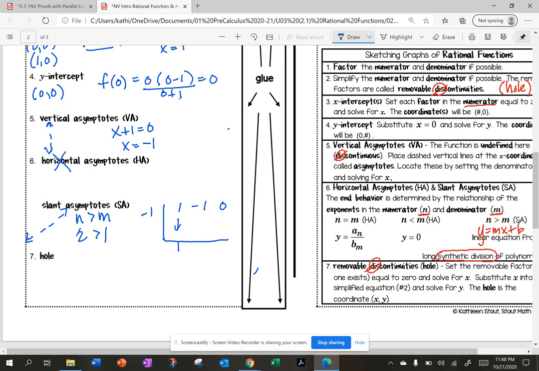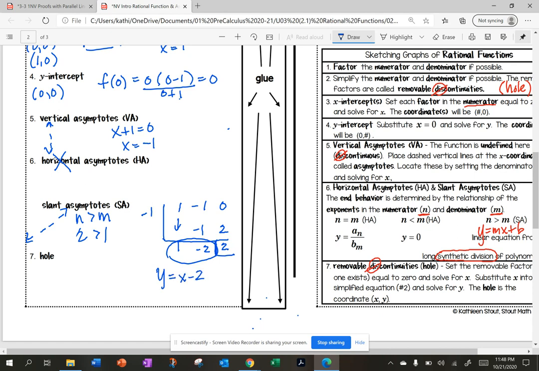So I'm bringing down my first coefficient. -1 times 1 is -1. Add down, I get -2. -1 times -2 is +2. Add down, and I get 2. And I don't really care about what the remainder is. This is my equation of my slant asymptote. So this row of coefficients is the linear equation. So this is y equals x minus 2.